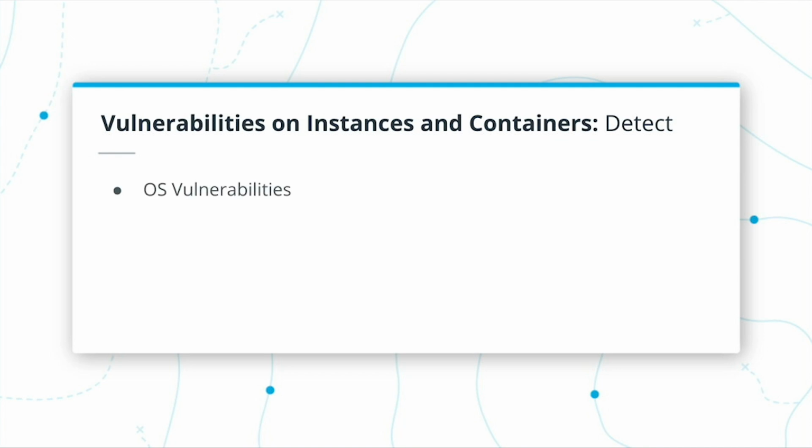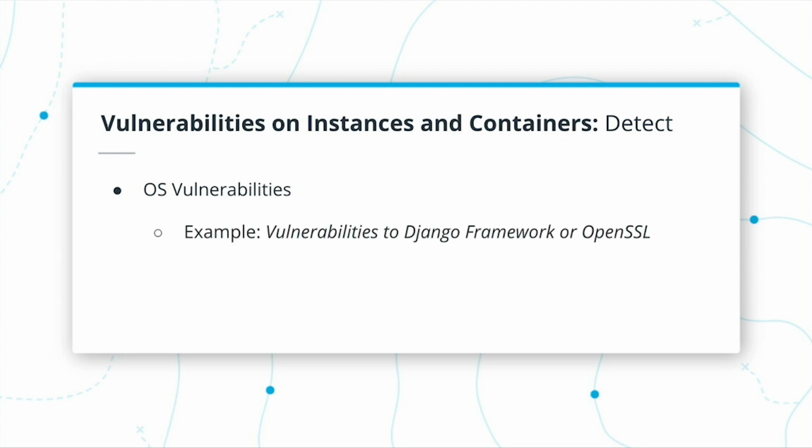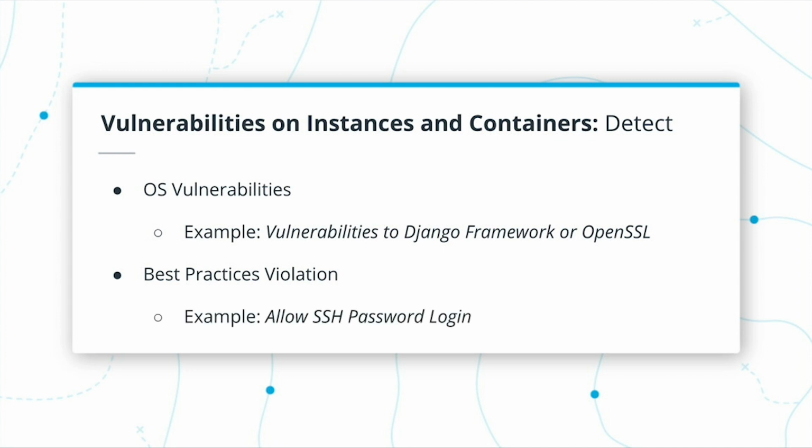In addition to checking our AWS environment for insecure configurations, we also want to detect vulnerabilities in our server and container-based workloads. Scanning instances and containers is important to see if known OS vulnerabilities exist. Examples include vulnerabilities to Django framework or OpenSSL libraries. We can also verify that best practices around system administration and configuration are being followed. Enabling a server to allow SSH password login is an example of a best practice violation.